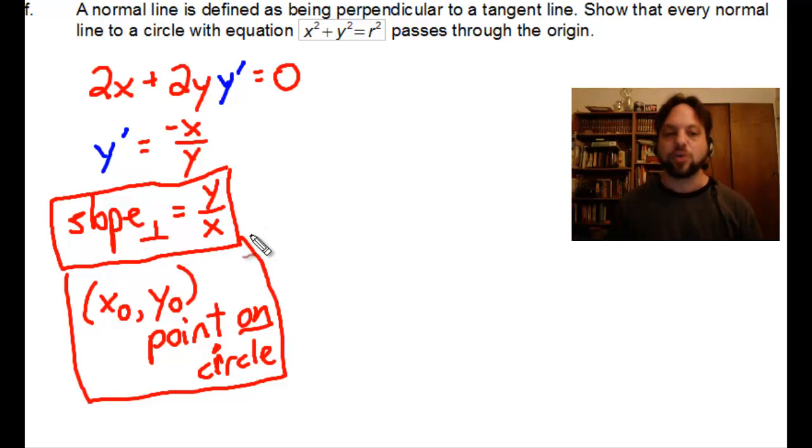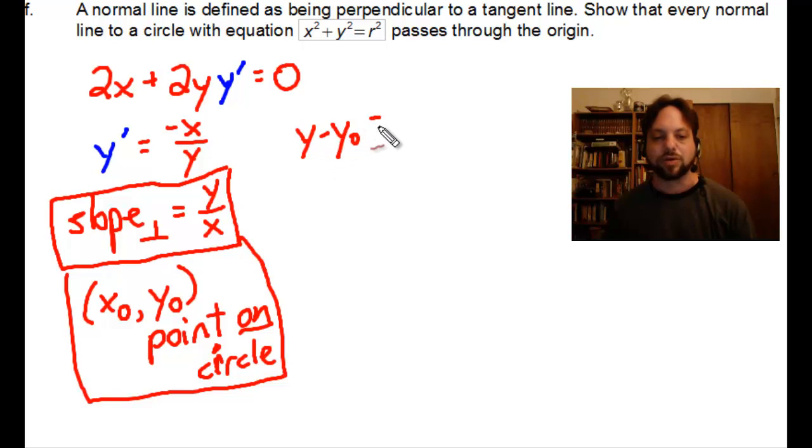And how do we find the equation of a line if we know the slope and a point? Well, clearly that's just going to be the point-slope form. So let's see what that would look like. We'd have y minus y sub 0. Then we'd have our slope, and remember, this is the slope of the normal line. So that's y over x multiplied by x minus x sub 0.